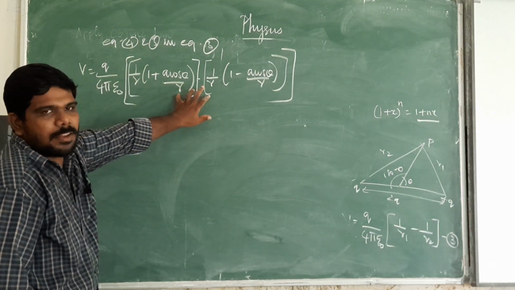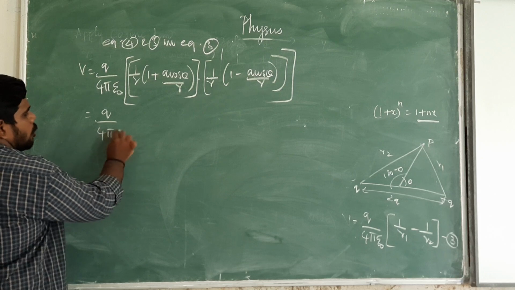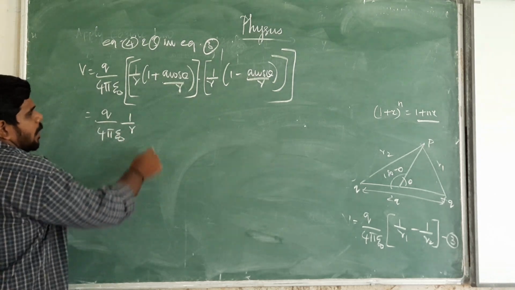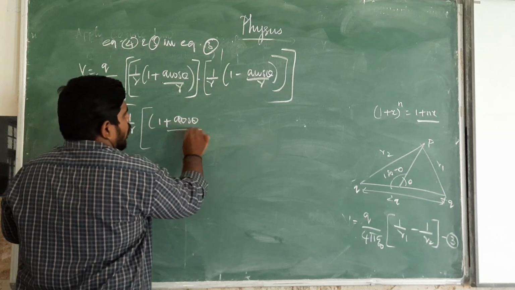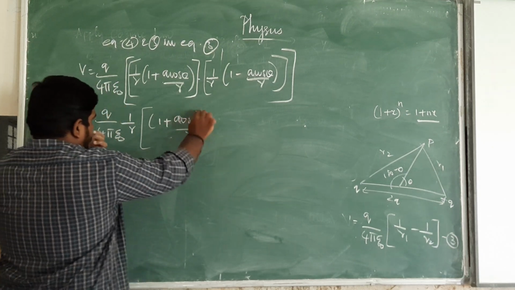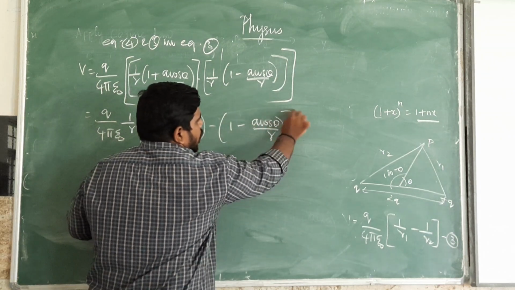In both the expressions, 1 by r is the common term. So taking it outside, what do we get? q by 4 pi epsilon 0, 1 by r will be taken outside. So we get 1 plus a cos theta by r minus 1 minus a cos theta by r.